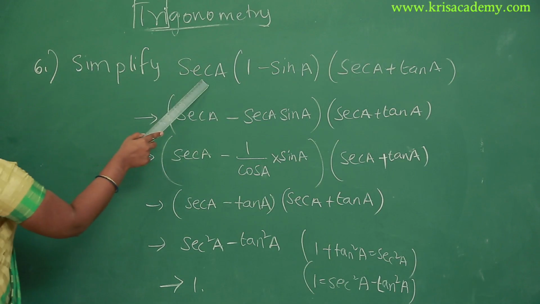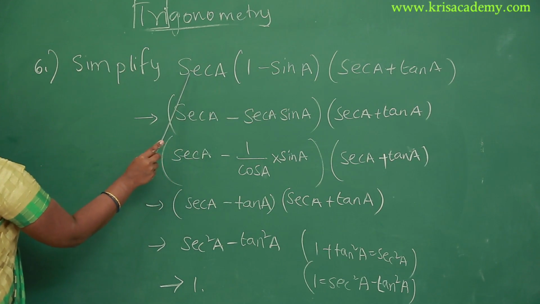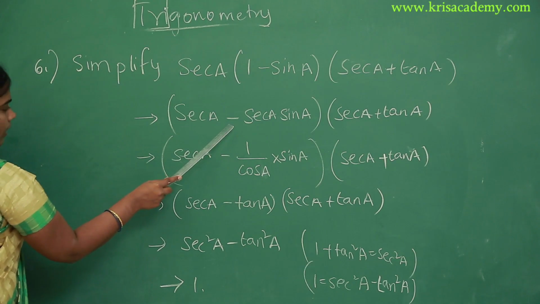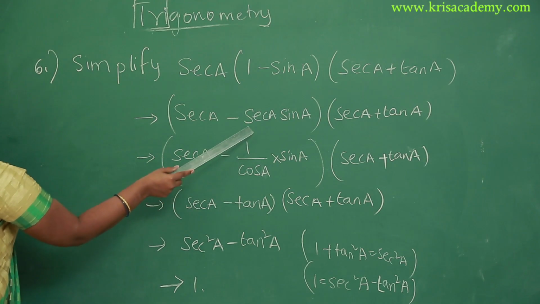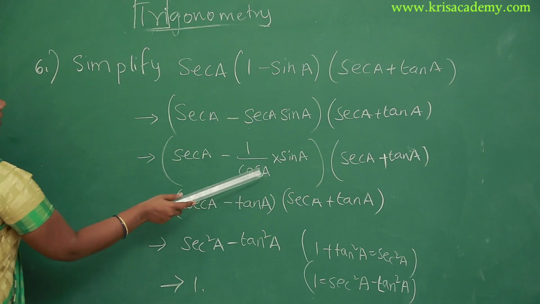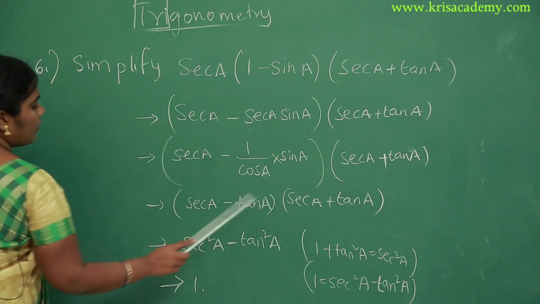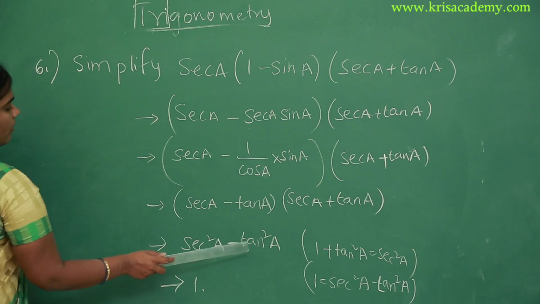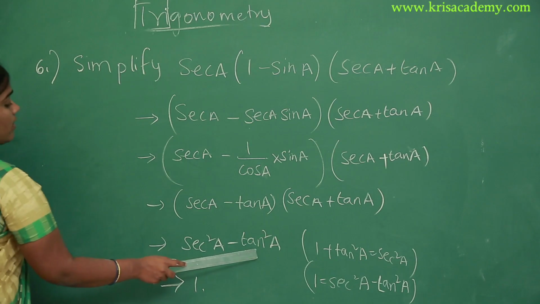Sixth one, simplify secant A of 1 minus sin A into secant A plus tan A. First multiply the secant A to these terms. 1 into secant A is secant A, plus into minus minus secant A into sin A. Secant is reciprocal of cos, so secant A we are writing as 1 by cos. 1 into sin A is sin A by cos A, which is nothing but tan A. So here we are writing A plus B into A minus B. What is the formula of A plus B into A minus B? A square minus B square. A value is secant, B value is tan. Secant square A minus tan square A.